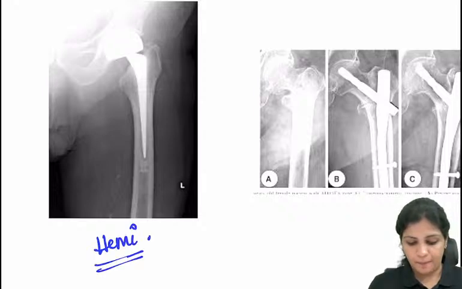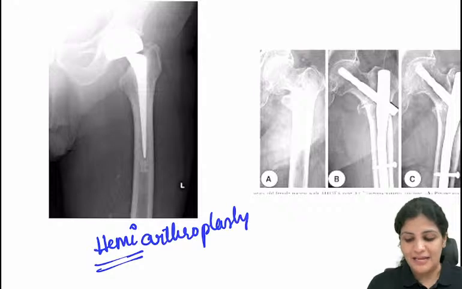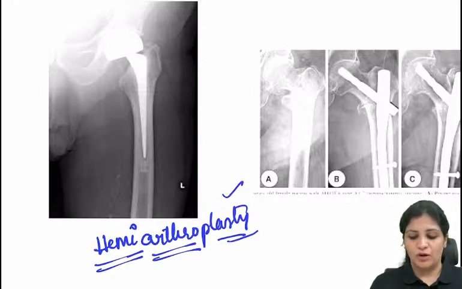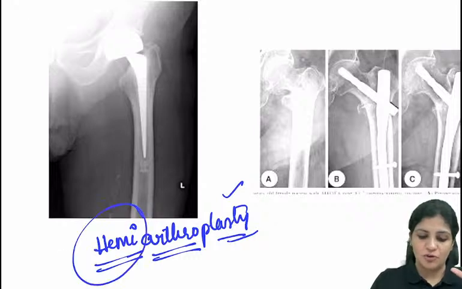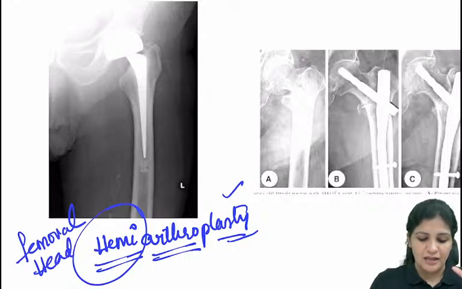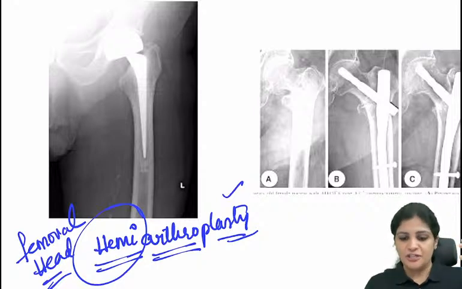hemiarthroplasty. Hemi is half. Arthroplasty means plasty is change, arthro means joint. So you're changing the joint, so you're removing half of the joint. The half of the joint is your femoral head. So you're removing the femoral head and you're changing it with this.